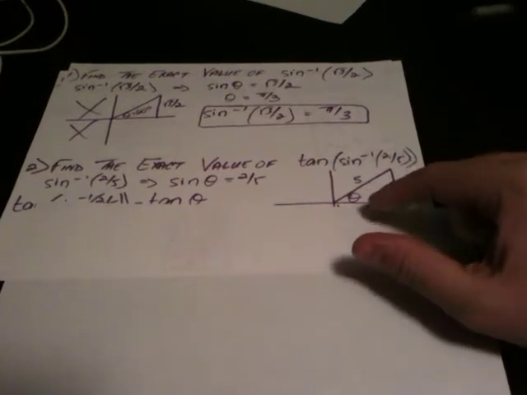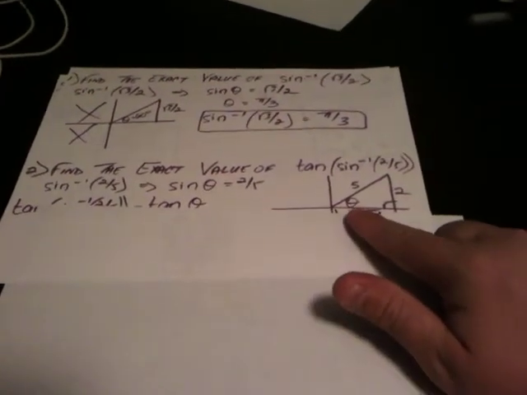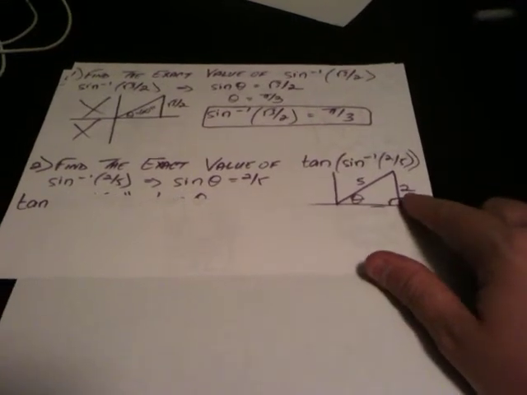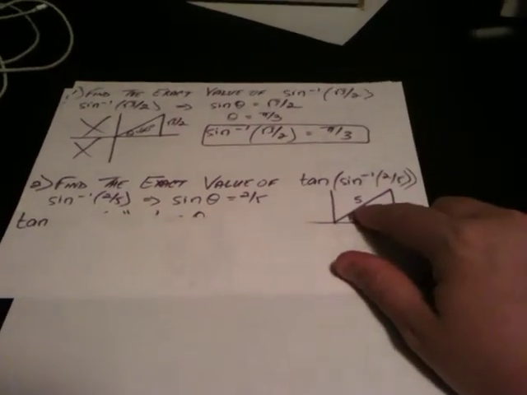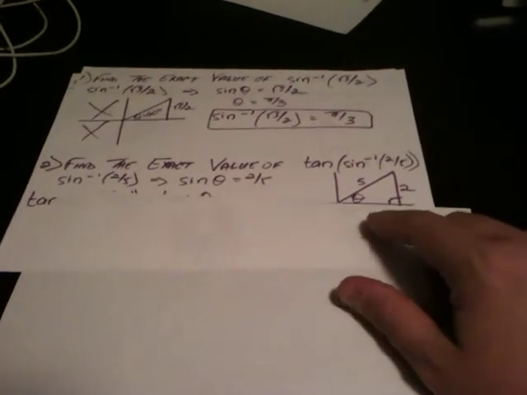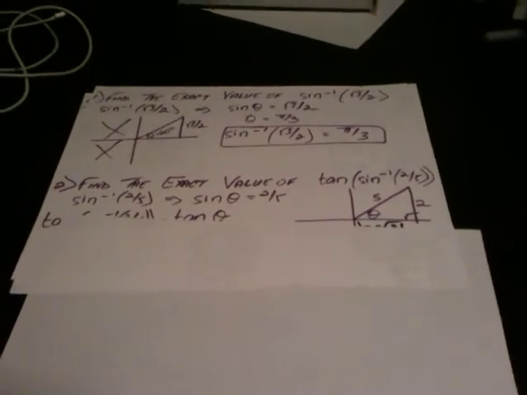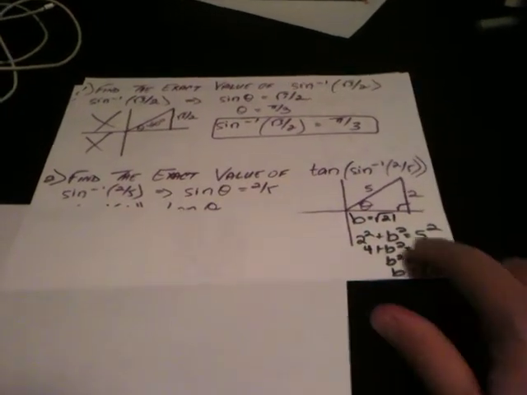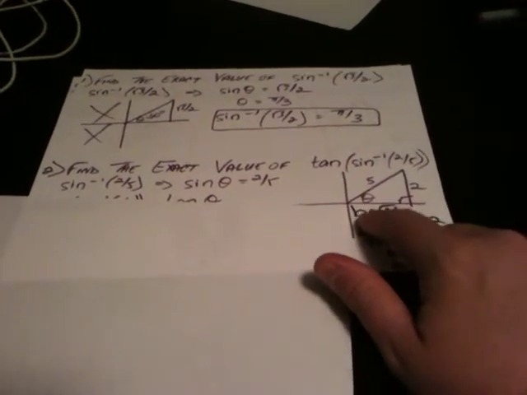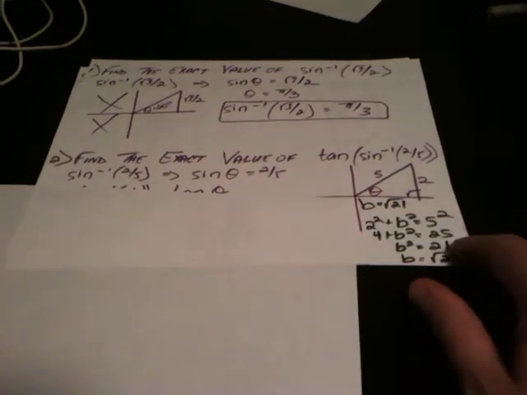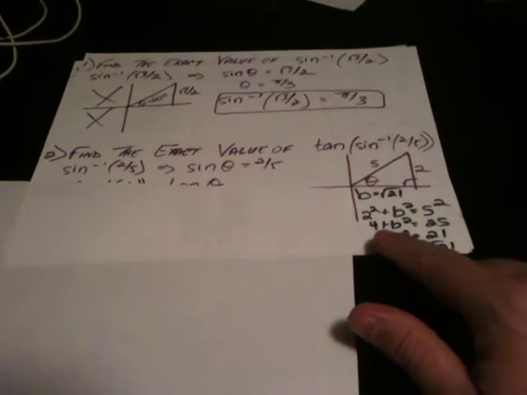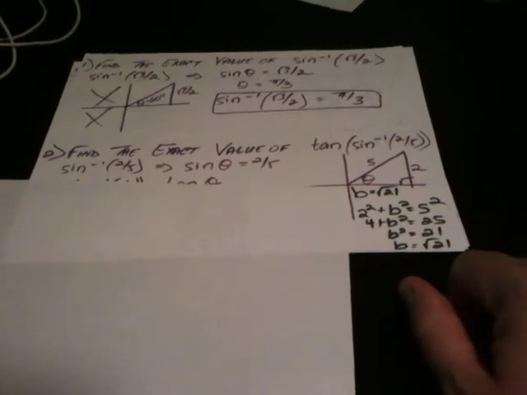Since the sine is going to be positive, we're going to be working in the first quadrant. Sine of the angle is your opposite, which is 2, divided by your hypotenuse, which is going to be 5. Now, eventually we're going to have to figure out the length of the adjacent side. In order to figure out the length of the adjacent side, we're going to use the Pythagorean theorem. So you're going to have 2 squared plus b squared, let's let b be the adjacent side, equals 5 squared, which becomes 4 plus b squared equals 25. Subtract 4 from both sides. B squared equals 21. B is the square root of 21.